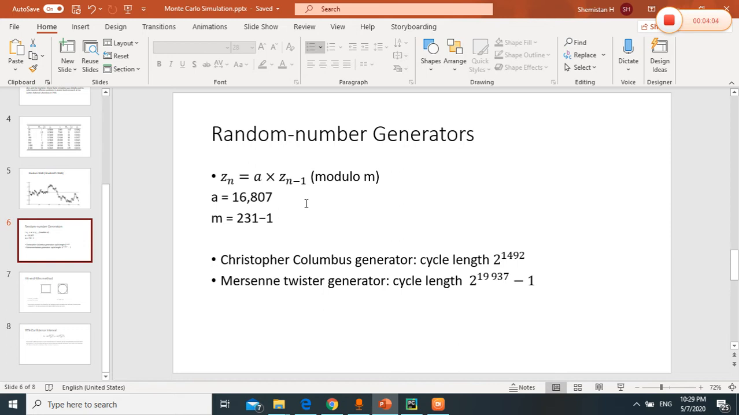But then new ways came out. It is the Christopher Columbus generator, as you can see, or the Mersenne Twister generator. With the help of these generators, you can get a large amount of random numbers. Let's give an example for these random numbers. For example, what can we solve with random numbers? Of course, random numbers are the main part of these simulations.